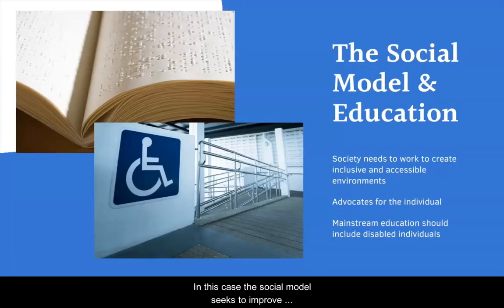In this case, the social model seeks to improve accommodation and accessibility standards for the individual. This includes things like adding ramps and elevators to buildings, adding braille signs to internal environments, and providing video, captioning, and audio guides, just to name a few examples.